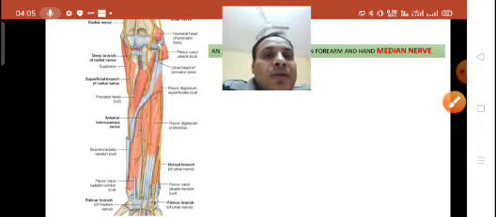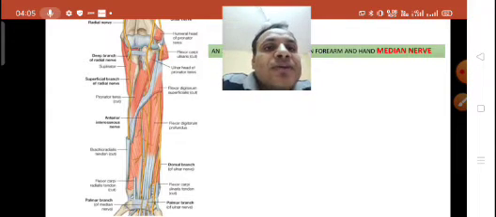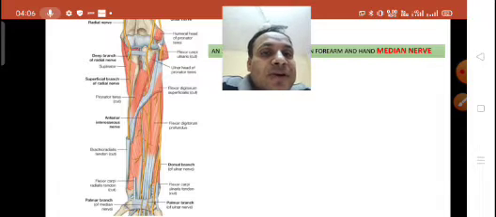Then this nerve runs downwards near the lower part of front of forearm, about 5 centimeters proximal to the flexor retinaculum. The median nerve becomes superficial. The median nerve emerges near the lateral border of flexor digitorum superficialis muscle.